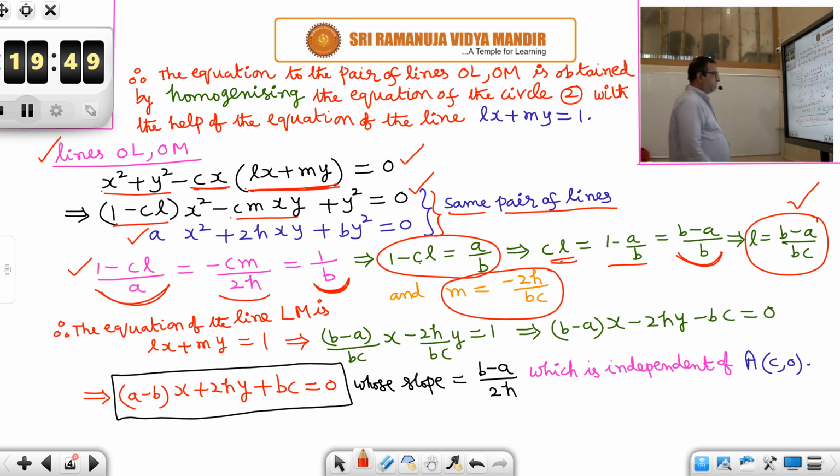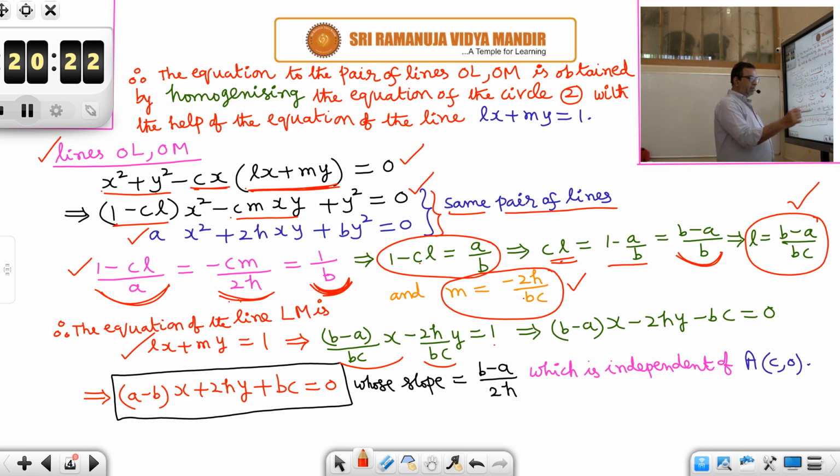Okay. Next, second and third you equate. This and this. Second and third. From that directly you will get the value of M. M is equal to minus 2H by BC. So these values you will put in the equation of the line Lx plus My is equal to 1. In place of L, (B minus A) by BC into X. Okay. In place of M, this value, minus 2H by BC into Y is equal to 1.